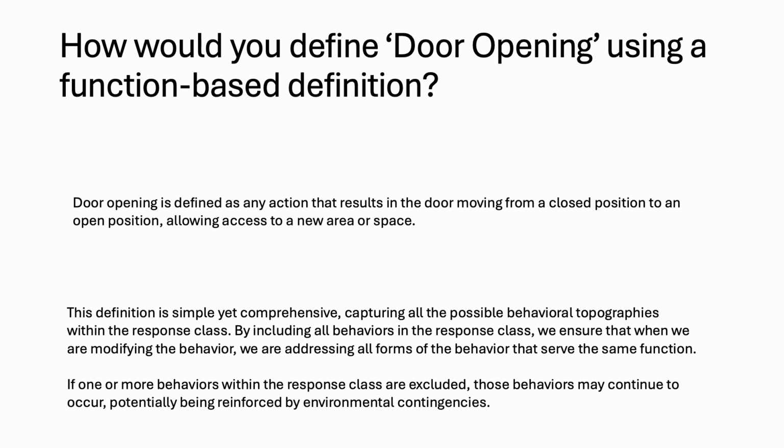Oh, and this is a good point that I did not mention. If one or more of the behaviors within a response class are excluded, those behaviors may continue to occur and potentially be reinforced by the environmental contingencies. And the reason that it may continue to occur is because if it's not included in the definition, you won't be targeting it. You won't be intervening on the behavior. And so, of course, that means that the behavior will end up being reinforced. And when one topography in a response class is reinforced, the behavior is going to continue to occur because they all serve the same function.